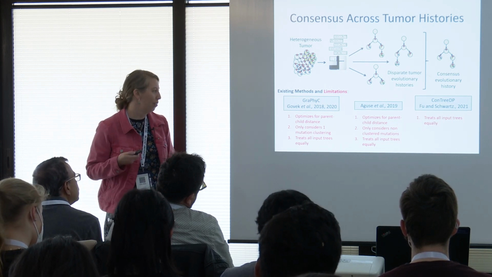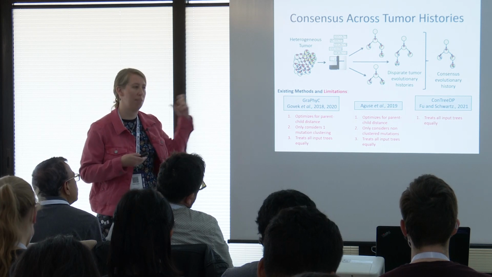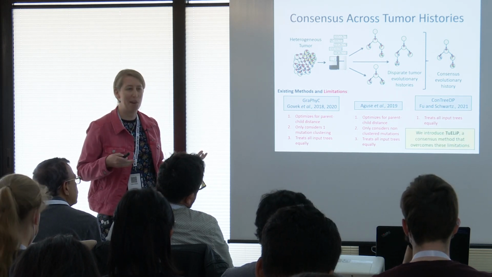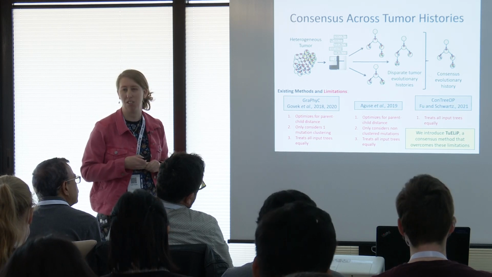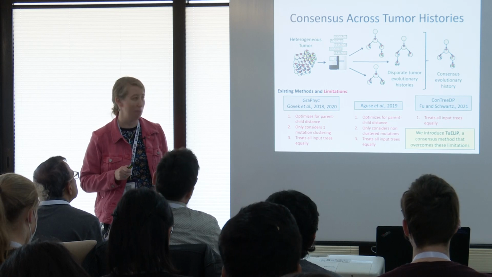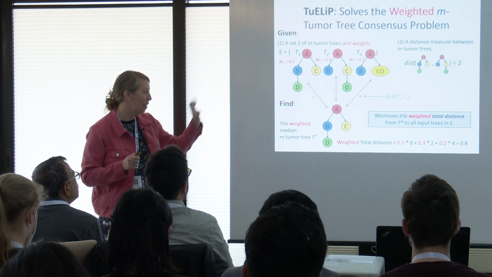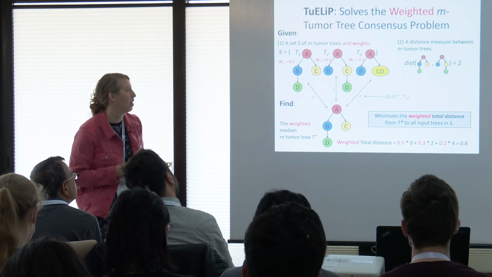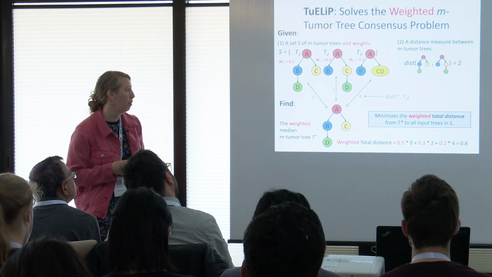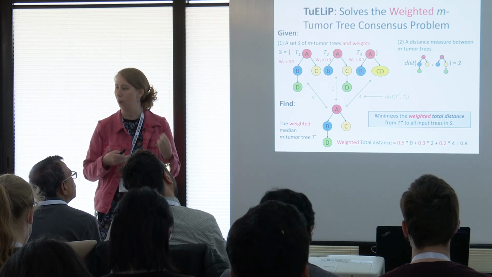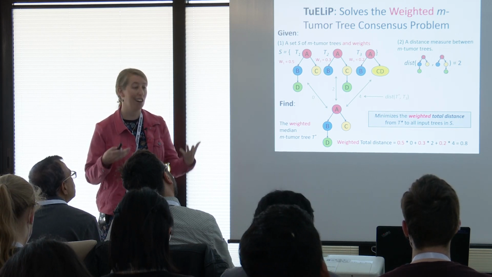So my group looked at this and said, hey, let's see if we can do something that allows us to address these limitations. So we're introducing a new method called TULIP that allows us to overcome these. So I've got a very short amount of time for this talk, so I'm only going to be able to go into this at a high level. But first, I want to just give you the problem that we're solving. So this is the weighted tumor tree consensus problem. So we're given as input a set of trees, and for each tree, we have a weight that represents something about our confidence in that.